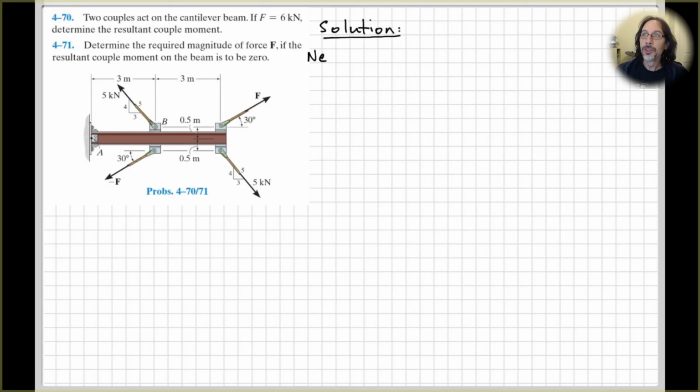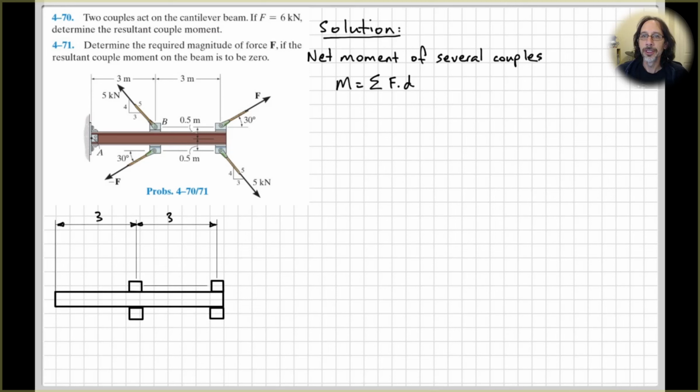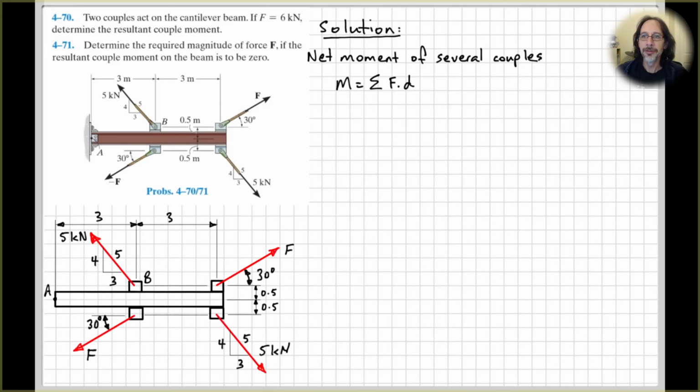Okay, so our solution approach, net moment of several couples is just adding up all of the couples. So we have the magnitude of a couple is the force times the distance between the forces that make up the couple. Okay, so we just add up all of those to find our net moment. So down here I've just redrawn the problem, and that's what we have.